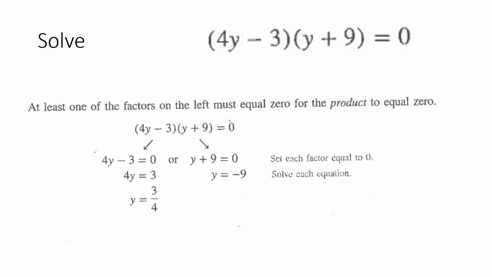If 4y minus 3 is equal to 0, we can add 3 to both sides and get 4y is 3. Then we divide both sides by 4 and we get y is 3/4. Or if y plus 9 is equal to 0, we can subtract 9 from both sides and conclude that y is equal to minus 9. So again, there are two answers, y equals 3 over 4 or y equals minus 9.